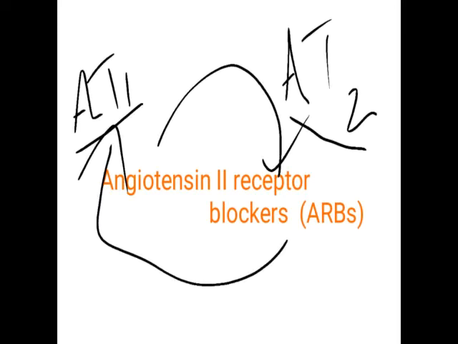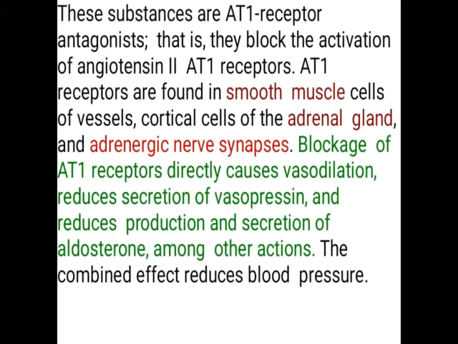The blockers which are developed bind to the angiotensin 2 receptor type 1 and block the activity of angiotensin 2 after binding to this AT1. So we are not related with the AT2. Our blockers are mainly related with the AT1, that is the angiotensin 2 receptor type 1. Now what are the functions of this angiotensin receptor? This angiotensin receptor 1 is generally found in the smooth muscle cell, in the adrenal glands, as well as in the nerve synapses.